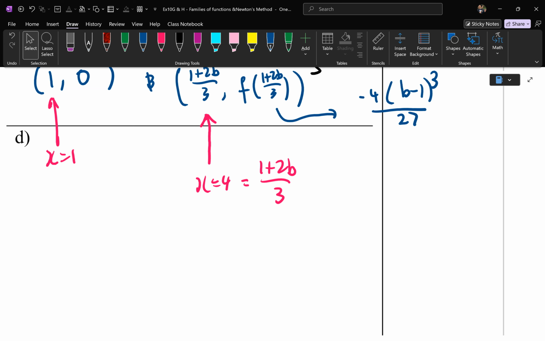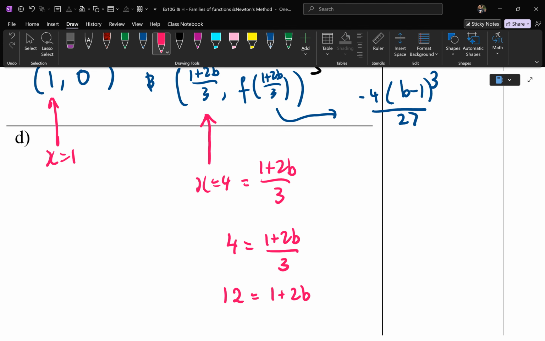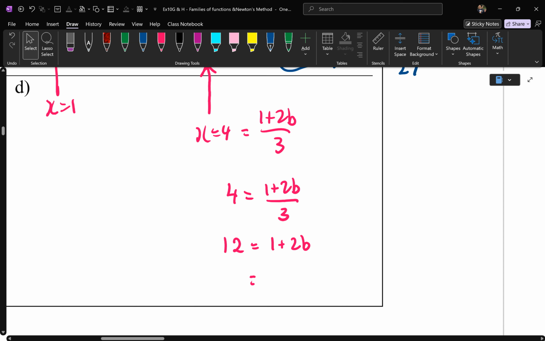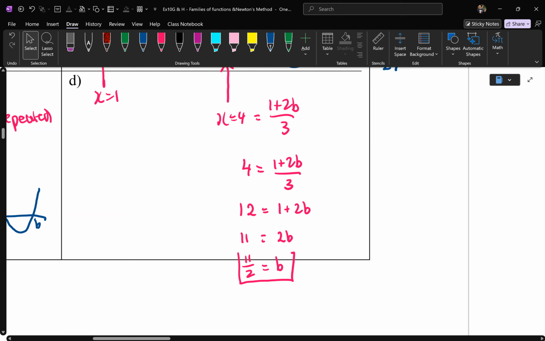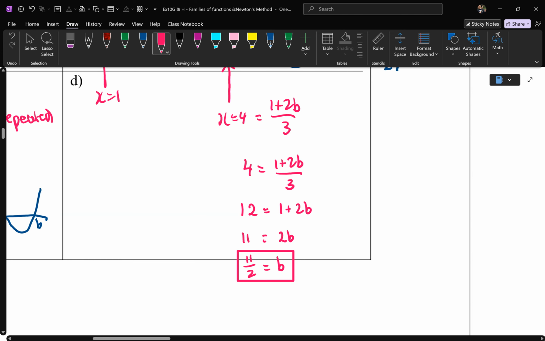Since we know the x coordinate of the second one is 1 plus 2b over 3, then we can say 4 is equal to 1 plus 2b over 3. 12 is equal to 1 plus 2b. 11 is equal to 2b, and therefore b must be 11 on 2. So far, so good?